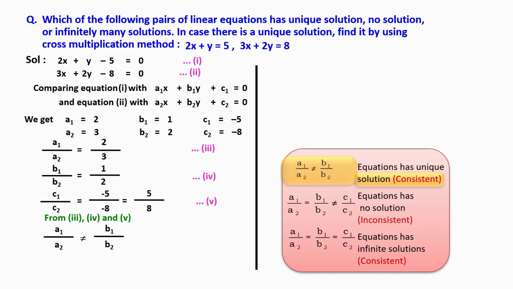If a1 by a2 is equal to b1 by b2 and also equal to c1 by c2, then the equations have infinitely many solutions. This is also called a consistent system.